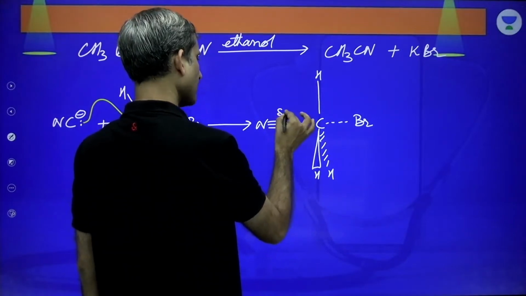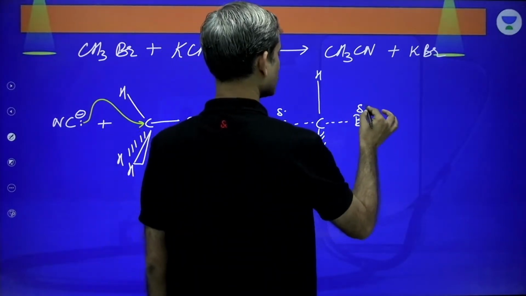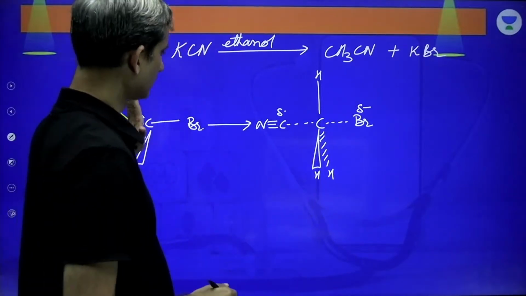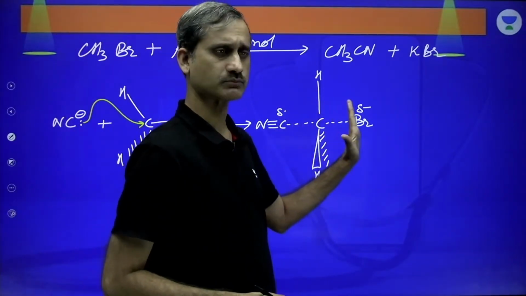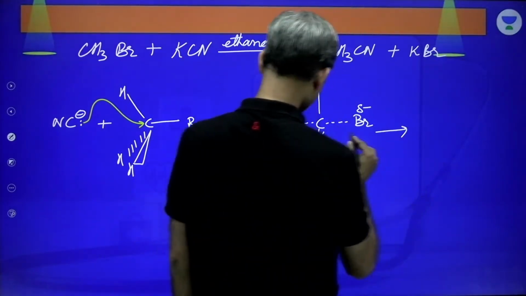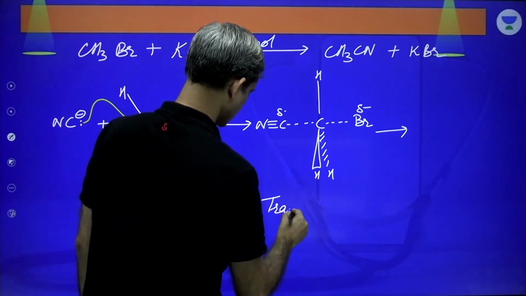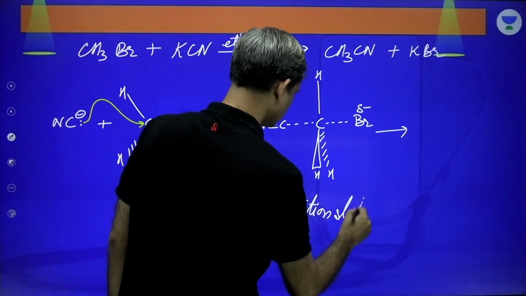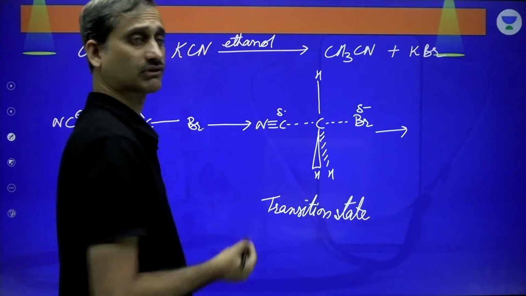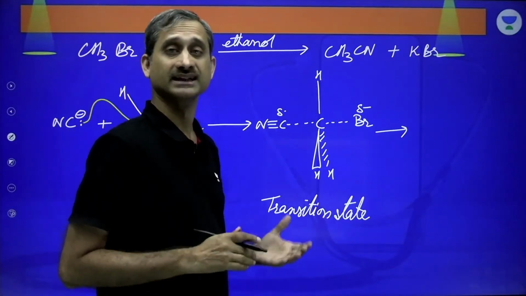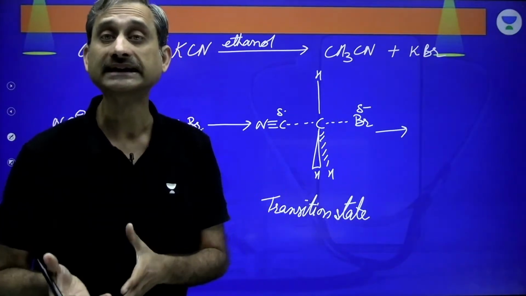Now, this carbon would be having a delta negative charge, bromine is going to have a delta negative charge, and carbon obviously has a positive charge here. The cyanide is approaching in and bromine is moving out, and finally this is what we can say is the transition state. This is the highest energy state in which carbon has 5 species attached to it. This is a penta-coordinated carbon.